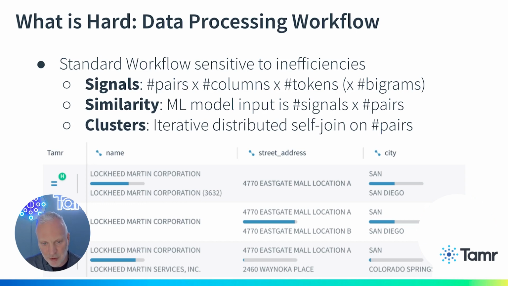At the scale of 500 million records or 1 million pairs, any inefficiency in our signal computation gets multiplied manifold. Once we've computed signals, we need to compute record-wise similarity. This is where we apply the machine learning model. And that machine learning model input is the number of signals times the number of pairs. So that's roughly the number of columns times the number of pairs. So again, any inefficiency in our machine learning model is multiplied manifold. Finally, we're going to compute clusters, and a clustering is an iterative distributed self-join whose input is magnitude the number of pairs. So any inefficiency in our clustering algorithm is again multiplied manifold.